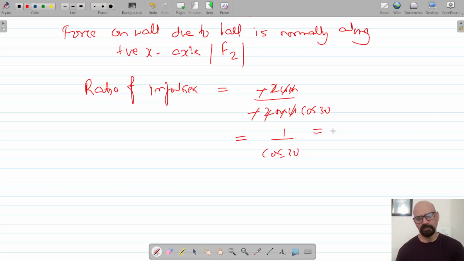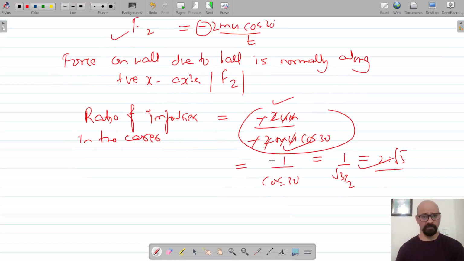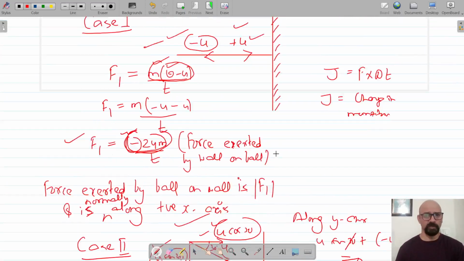And we know that cos 30 degrees is root 3 by 2. Cos 60 is half, cos 30 is root 3 by 2, which gives us the value 2 is to root 3. So the ratio of impulses in the two cases, which is the change in momentum in the first case and the change in momentum in the second case, is 2 is to root 3. Okay, with this, we are done with this one.